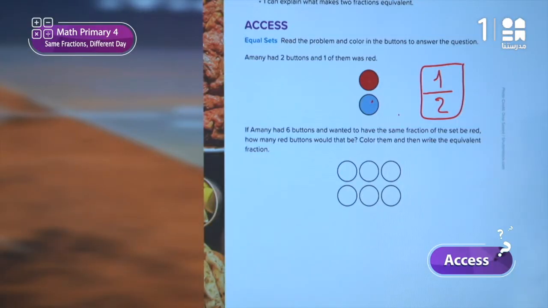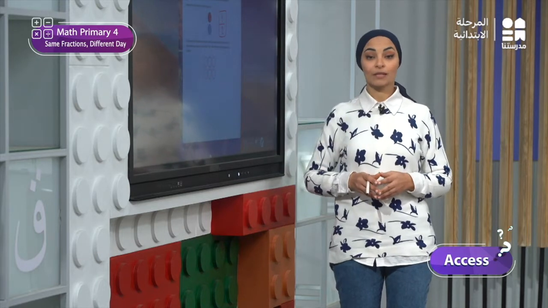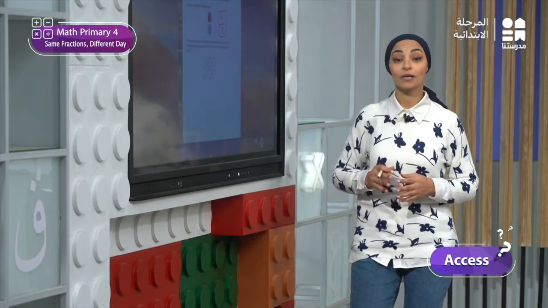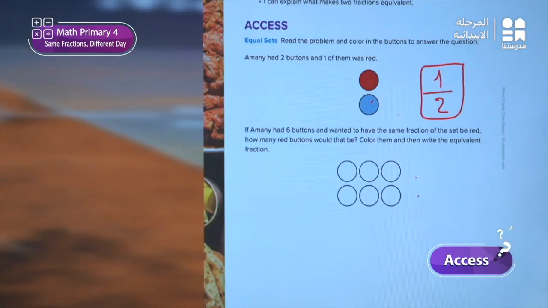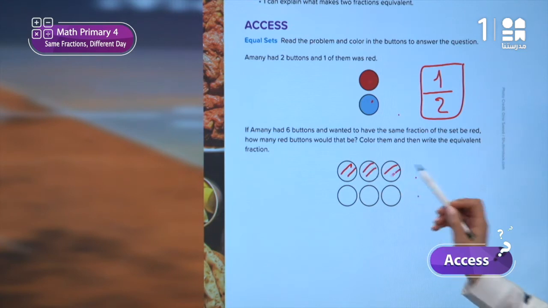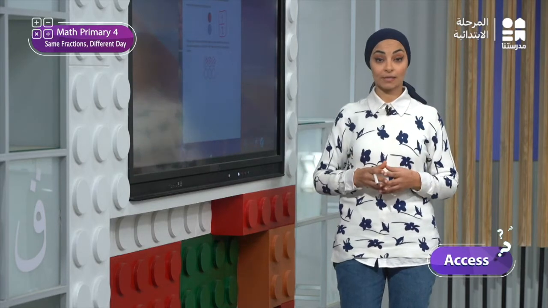Half, or 1/2. Now we know the fraction of the first part. Let's see the second part. We are asked to color some of the 6 buttons we have. These are the 6 buttons. We will color them in red. How many buttons are we going to color in red? Yes, exactly. I will color only 3 buttons. Why should I color 3 buttons only? Because 3 is half of 6, right?